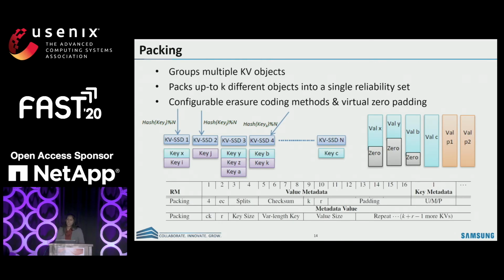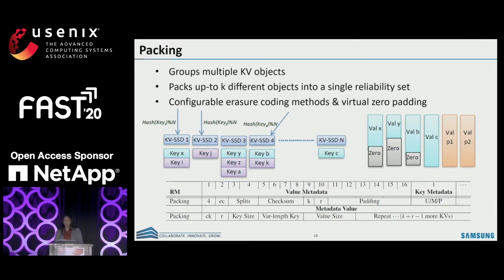Finally, packing. This groups multiple KV objects, and it packs up to K different objects into a group. So first, any KV that comes in, the primary device is decided, and it will be stored as such in that primary device. And that device has the queue where it was stored. And from K different devices, you will be picking different KVs. Here, the ones highlighted in blue, key X, Y, B, and C can be chosen.